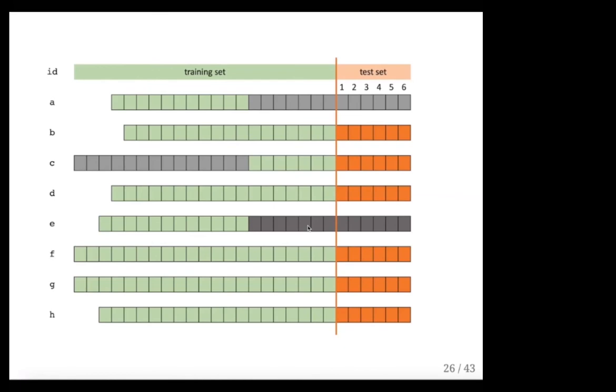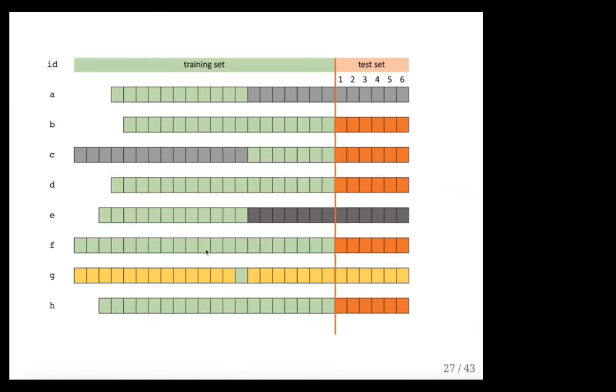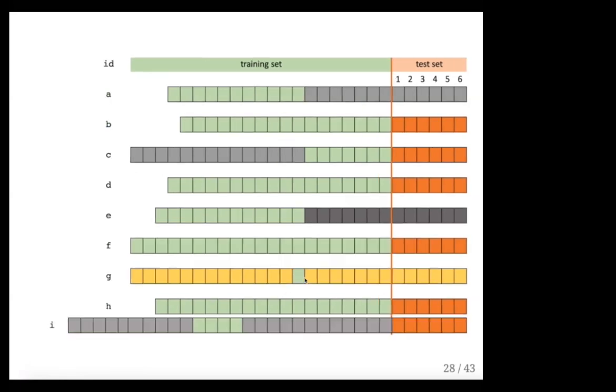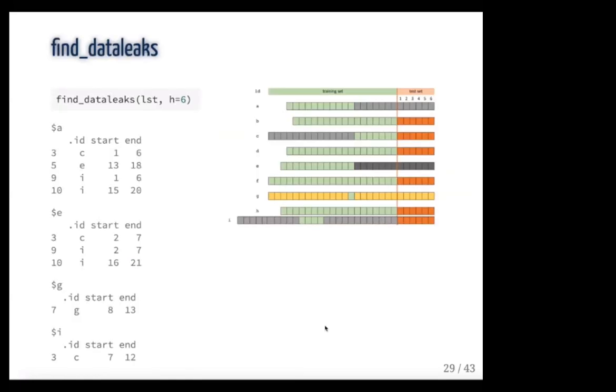Inside series G, the yellow color section is repeated twice. Inside series I, the ash color section is repeated twice. The main function in this package is find data leaks. The first input is the list of time series. The second input is the window size.